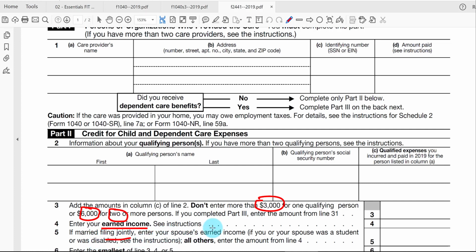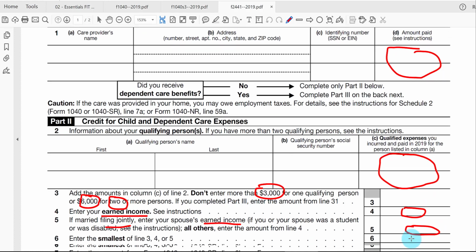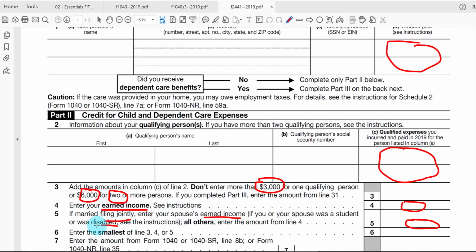So now you have to also enter the spouse's earned income. And of all of these dollar amounts we've entered, you generally pick the smallest amount. Again, the amount you paid the care provider, the amount you paid for each dependent up to a maximum of $6,000 for a total of 2 or more dependents, the amount being earned by our taxpayer, and the amount being earned by our spouse. And you pick of all of these the smallest amount.